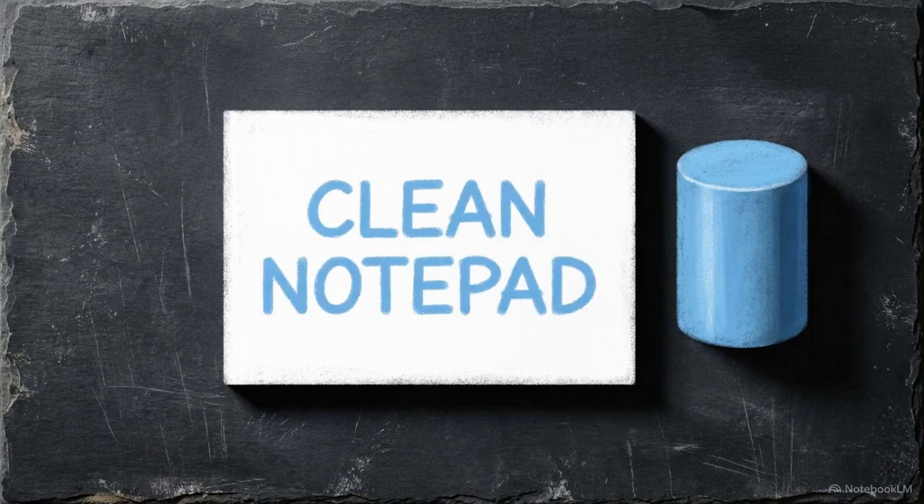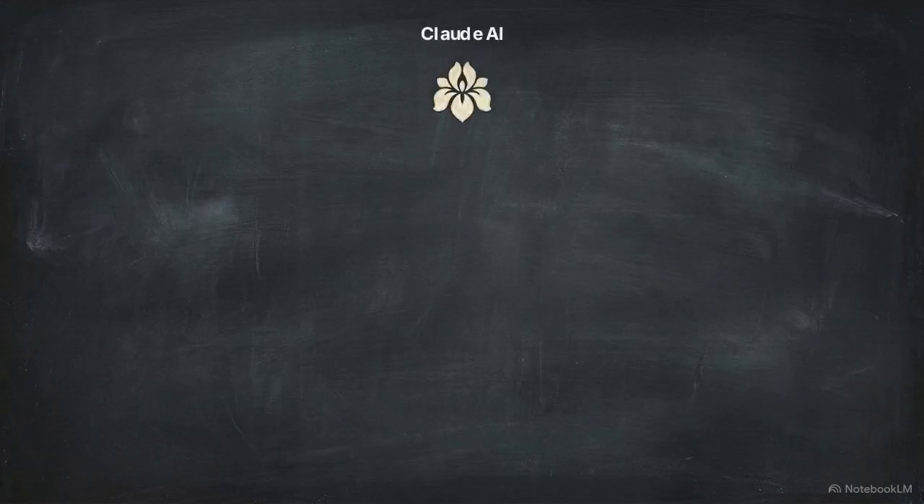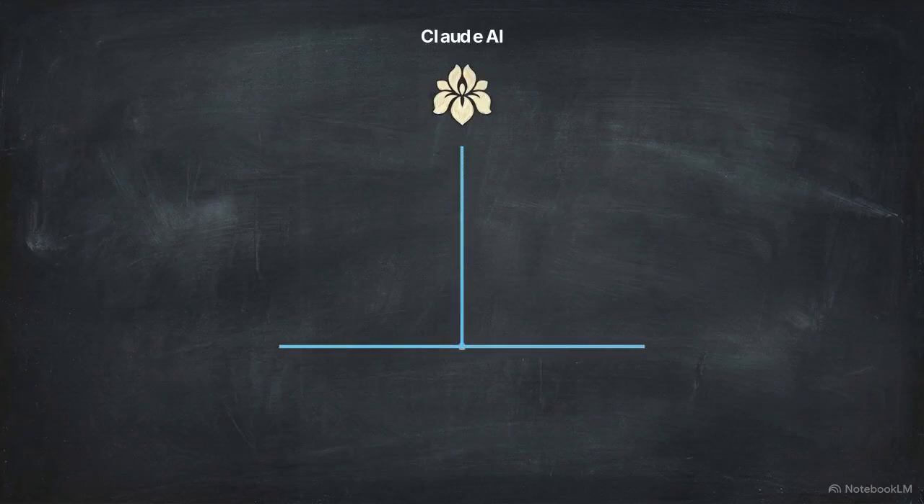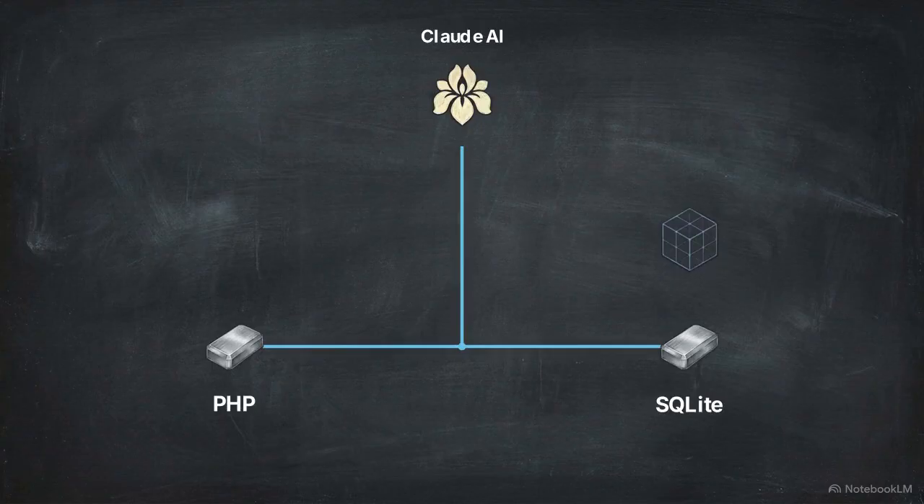The reliable alternative is vibe coding, designing applications using plain English prompts, but specifically pointing the AI toward an older, simpler technology stack composed of PHP and SQLite. SQLite is a lightweight database system that stores all of its information in a single standard file.